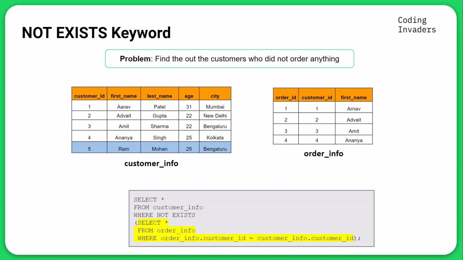So the subquery selects all rows from the order info first of all, where the customer ID matches between both the tables, that is customer info and the order info table. If the condition is true, then NOT EXISTS will return the customer info except the ones which are present in both order info and customer info. That means we will get the customers who have not ordered anything. Let's dive into Metabase to see this.